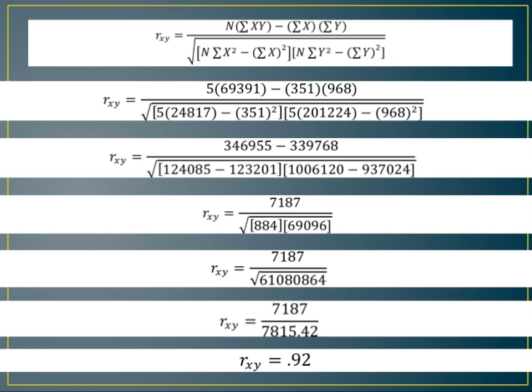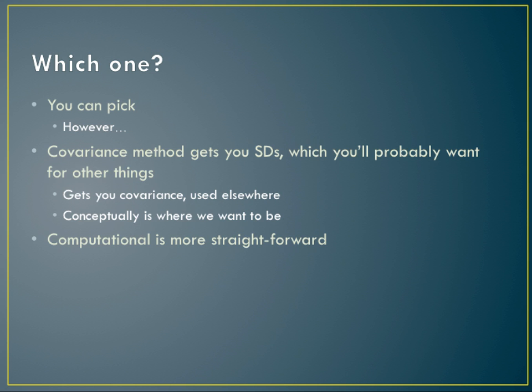which, as you will possibly remember from the covariance method, is the same. You get the same correlation no matter what. It's just the math is a little different. So, which one are you going to do? Well, you can pick, but let's think for a minute here about the pros and cons.